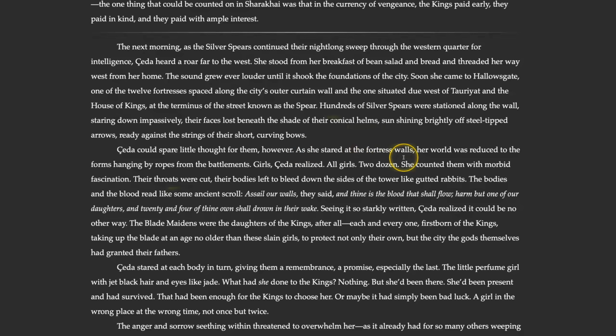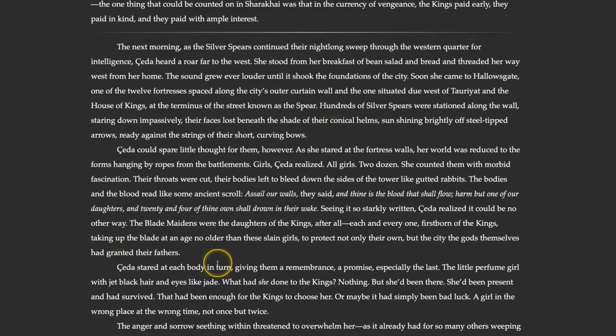As she stared at the fortress walls, her world was reduced to the forms hanging by ropes from the battlements. Girls, Cheta realized, all girls, 24. She counted them with morbid fascination. Their throats were cut, so it was just a very nasty way to respond to what they had done. So the kings wanted to show that for each one of us that you kill, we will kill 24 of yours. And so you will drown before we are truly harmed is the notion. So very, very out of proportion to what happened.